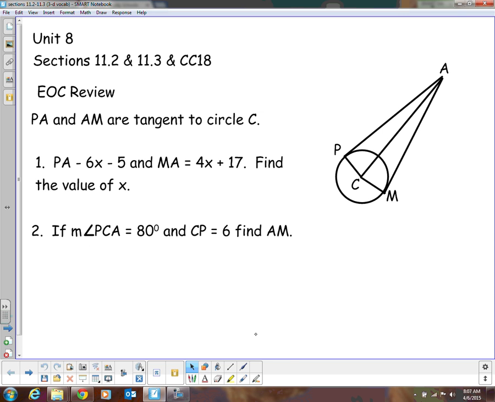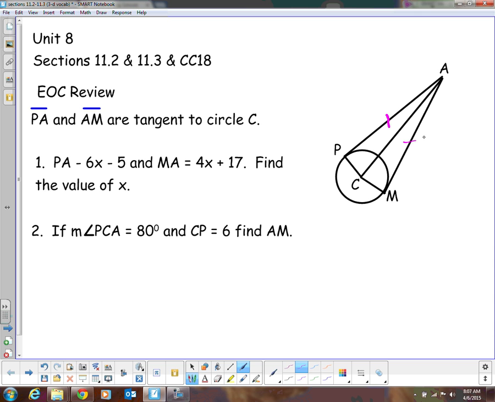Now, it says that PA and AM are tangent to circle O. So if this is tangent to the circle and this is tangent to that circle, from a point outside the circle, what do we know about those two segments? They are congruent. That was one of the theorems we had back in Unit 3.